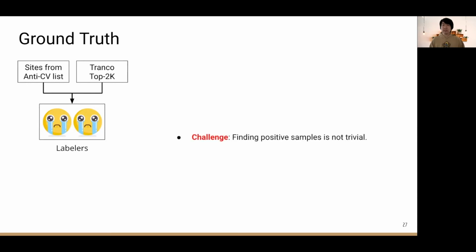However, there is a challenge as finding positive samples is not trivial. Now recall that in order for a site to be a positive sample, it must be able to successfully circumvent the ad blocker and not just attempt at doing so. And as a result, our labelers would need to inspect thousands and thousands of sites. So we devised a methodology to identify CV sites, which are positive samples, to reduce the labeling effort.